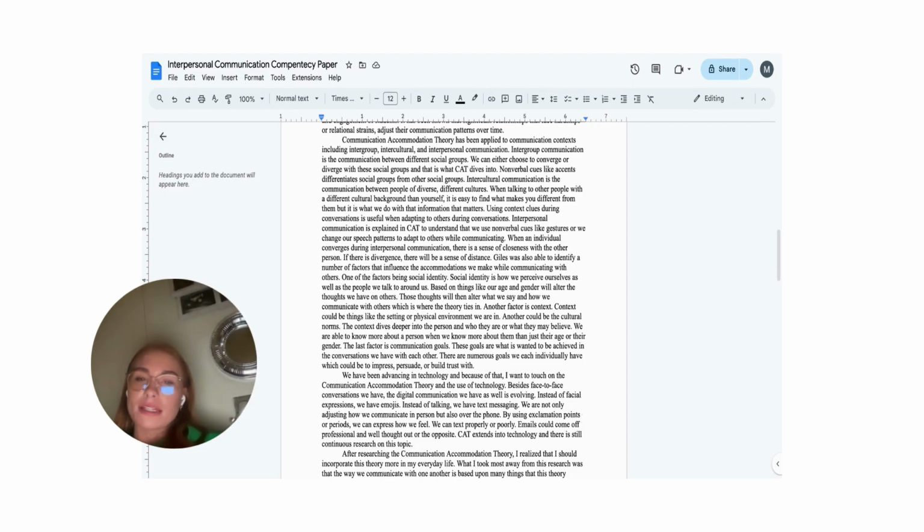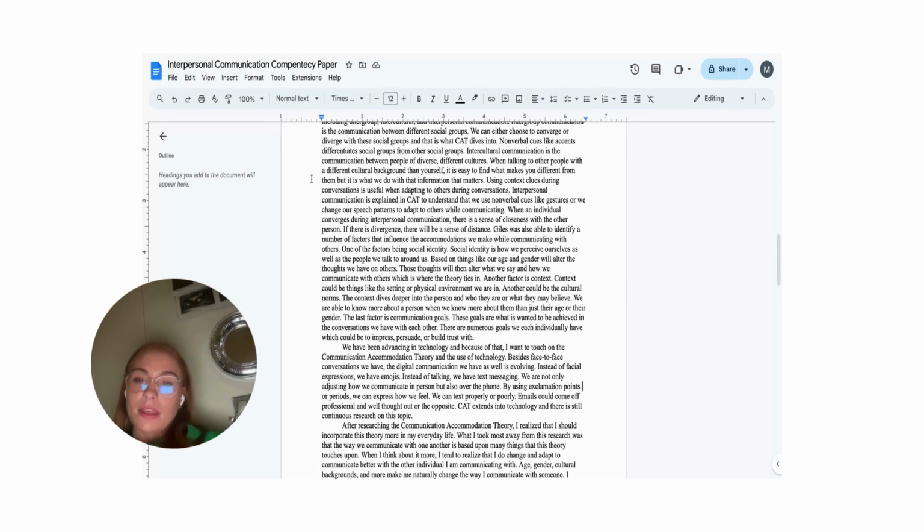CAT has been applied to communication contexts, including intergroup, intercultural, and interpersonal communication. Intergroup communication is the communication between different social groups. We can either choose to converge or diverge with these social groups, and that is what CAT dives into. Nonverbal cues like accents make social groups different from other social groups.